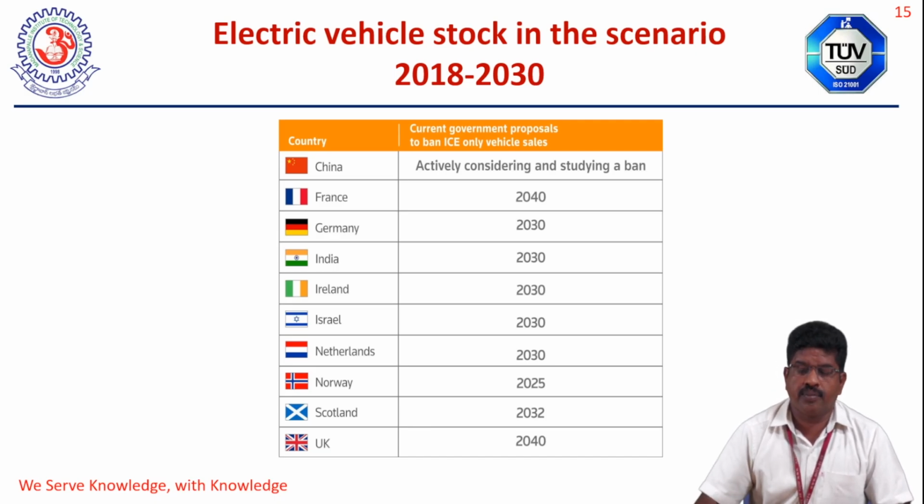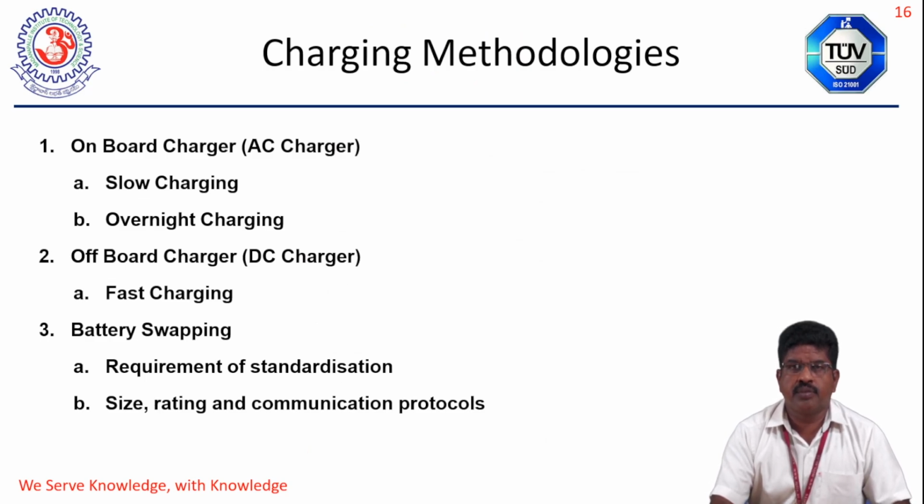So coming to the charging methodologies, because whatever vehicle we are using, that vehicle has to be charged. So there are various methods of charging the electric vehicle. The first one is the onboard charger using an AC charger. Here we have two subtypes called slow charging and overnight charging. Similarly, the second type is the off-board charger or the DC charger, which is also called fast charging. Similarly, the next type is battery swapping. Here we will have the requirement of standardization and size rating on communication protocols.